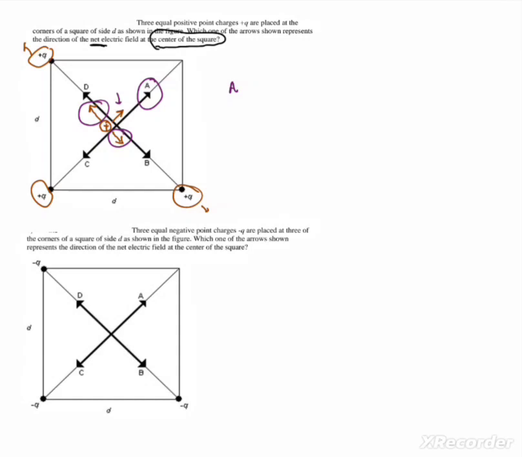Let's look at the second question. We have a negative Q, a negative Q, and a negative Q. And the question is, what is the net electric field at the center of the square again? So let's look at the center of the square. Draw a positive test charge.